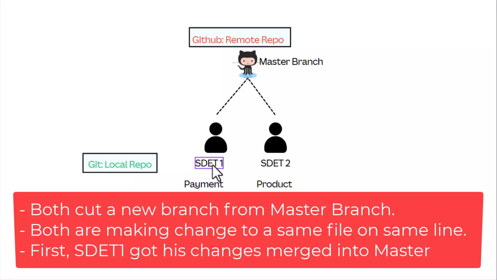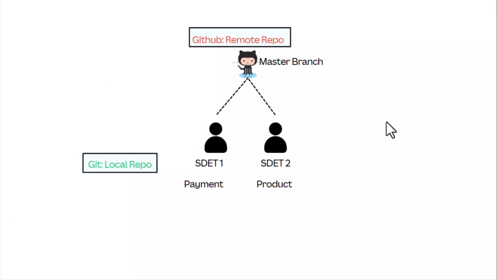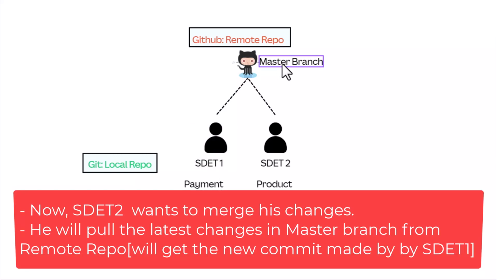Now SDET1 was the one who was able to get his changes merged, so he was able to merge his changes into the master branch on the remote repo. Once that is done, it means the changes he made on the testng.xml file now reside on the master branch. Now when SDET2 wanted to merge his own changes to the master branch, he will check out the master branch on his local repo, and then he will take a pull from the remote repo to make sure that there are no new commits. But when he does the pull of the master branch on his local repo, he will find that there is one new commit on it, which was made by SDET1.